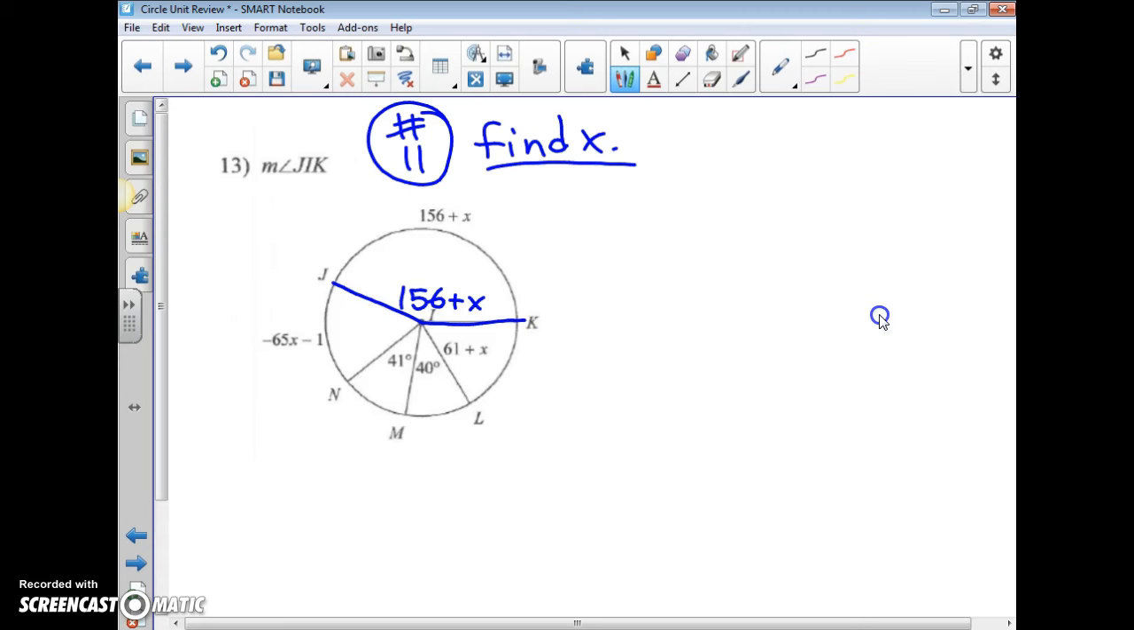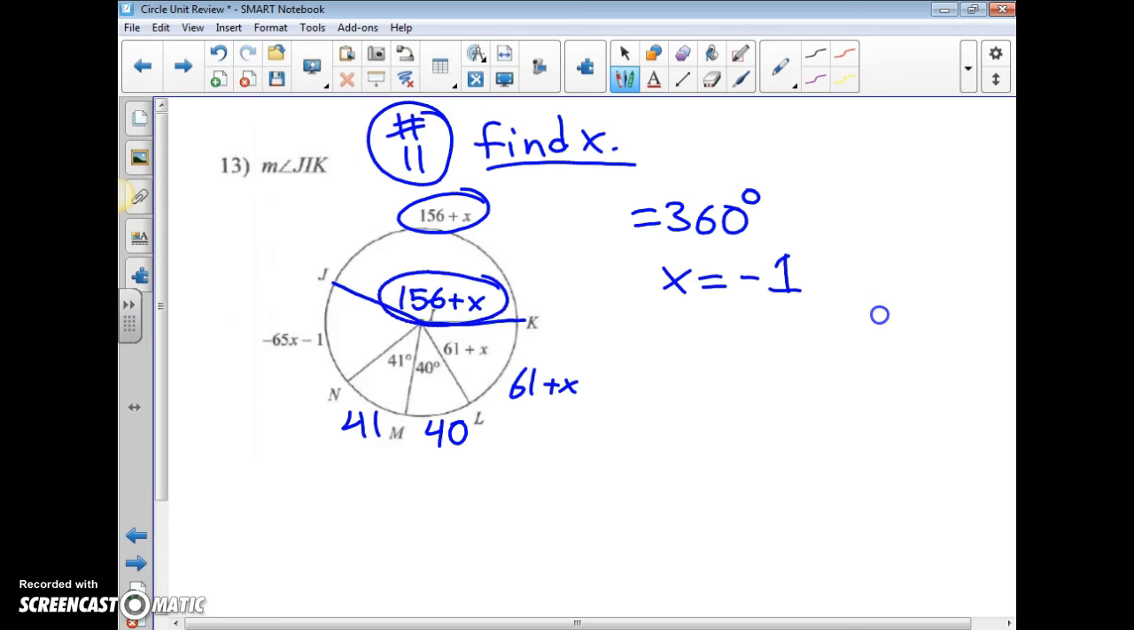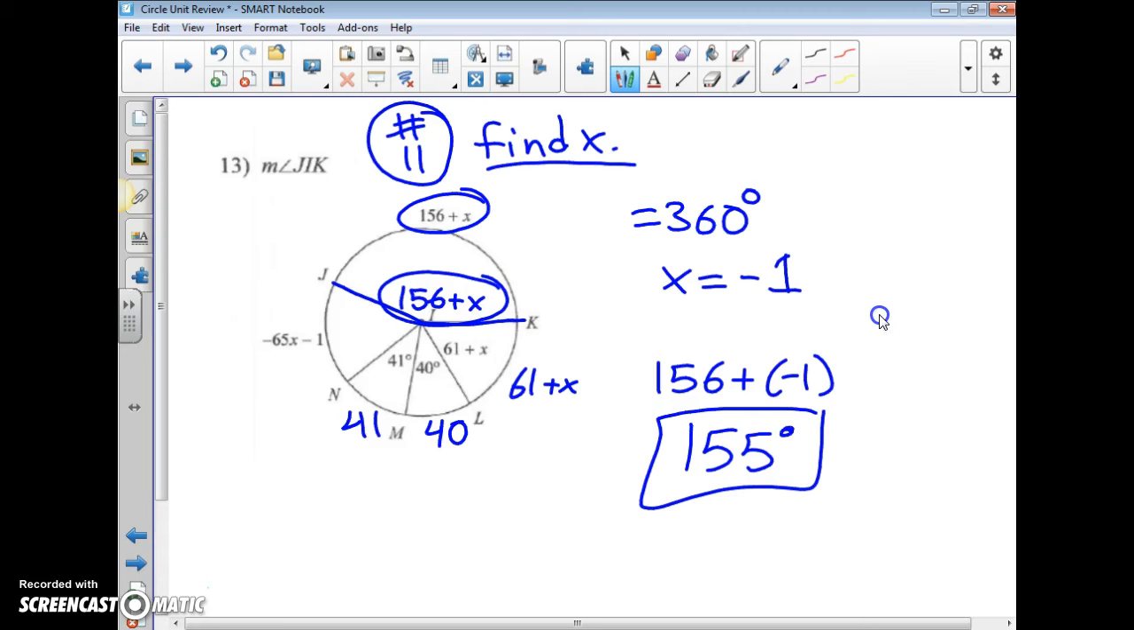I notice that's negative 65x minus 1. That's 41, that's 40, that's 61 plus x. I would add all these up and set them equal to 360. If you do that, you wind up getting that x is equal to negative 1. So all I've got to do now is plug it in. So I've got my negative 1. I'm going to plug it in right here. So I'm going to get 156 plus negative 1 gives me 155 degrees, and actually wound up being the same exact answer as number 11.